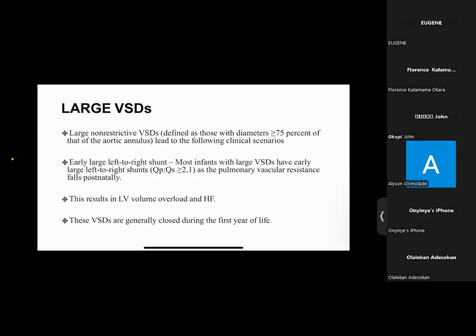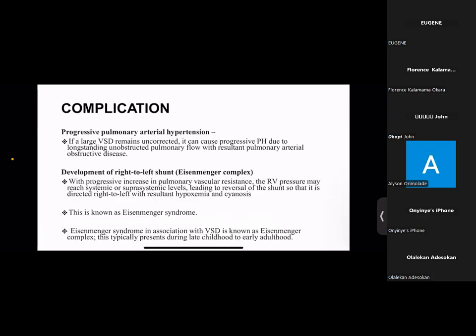Large VSDs are non-restrictive, and are greater than 75% of the aortic annulus diameter. There is initially a large left to right shunt, and here the Qp:Qs is greater than or equal to 2.1. These patients often have left ventricular volume overload, heart failure, and if not corrected early, they develop pulmonary hypertension early. These VSDs are generally closed during the first year of life.